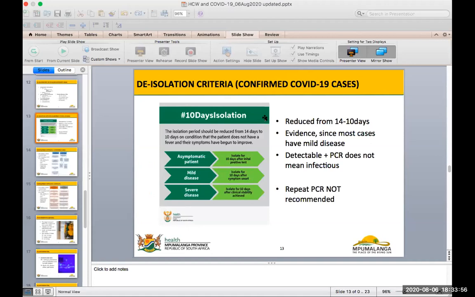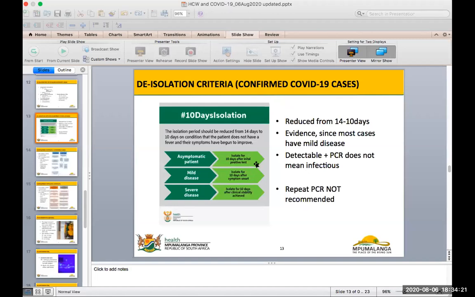As you all know, it has been reduced from 14 days to 10 days due to strong evidence that most cases remain mild disease. And then also, there is no need to repeat PCR after 10 days of isolation, because a positive result does not necessarily mean that you are infectious. This is based on the studies that were done, IPC guidelines and WHO.